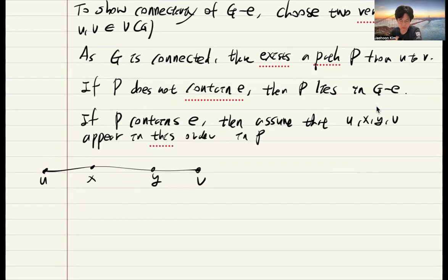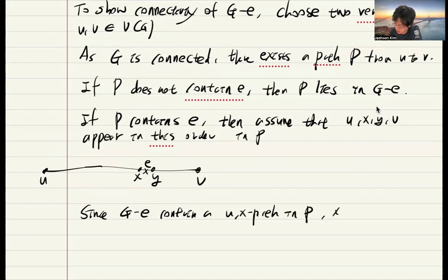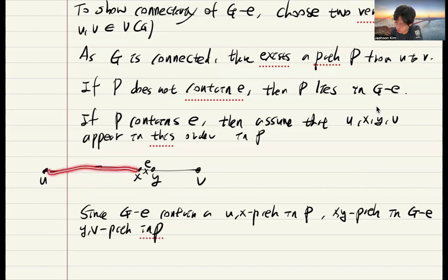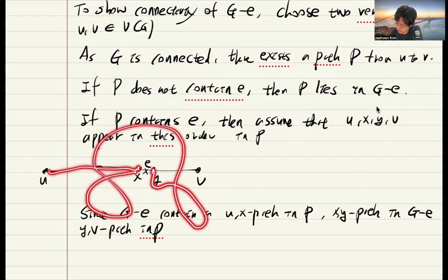Then what do we know? Okay, so maybe let me draw this way. X, Y, this is E. This is the one that we delete. But since G minus E contains the UX path in P, and then XY path in G minus E, and the YV path in P. So this is a UX path. Then there must be an XY path in G minus E, and then you have a YV path.